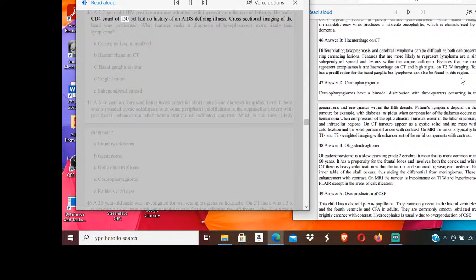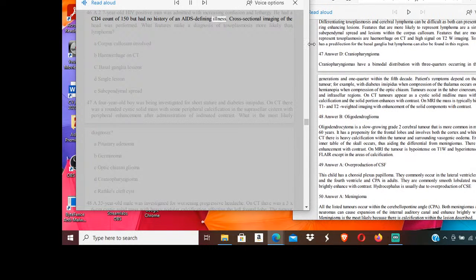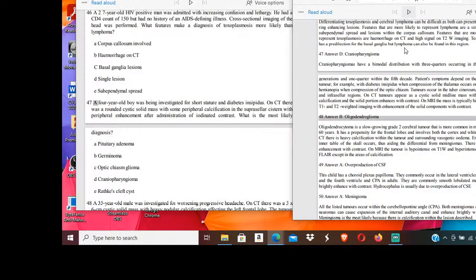He had a CD4 count of 150, but had no history of an AIDS-defining illness. Cross-sectional imaging of the head was performed. What features make a diagnosis of toxoplasmosis more likely than lymphoma? A, corpus callosum involved. B, hemorrhage on CT. C, basal ganglia lesions. D, single lesion. E, subependymal spread.